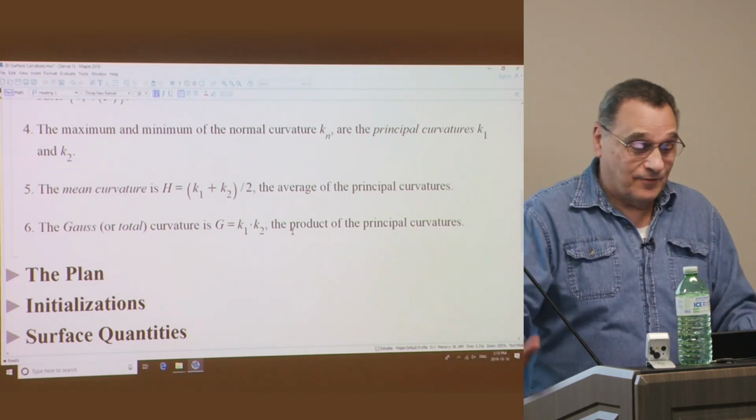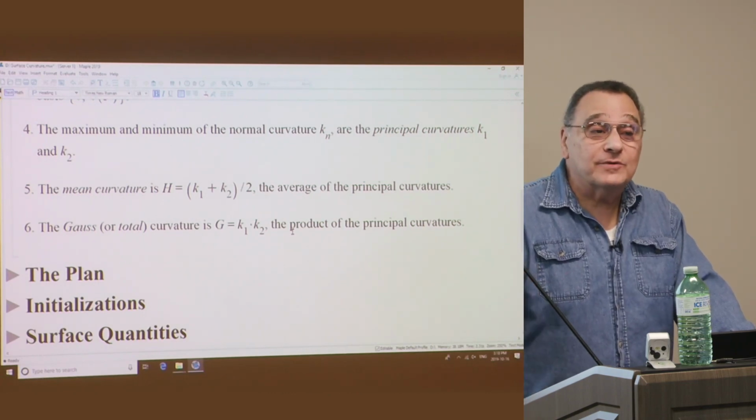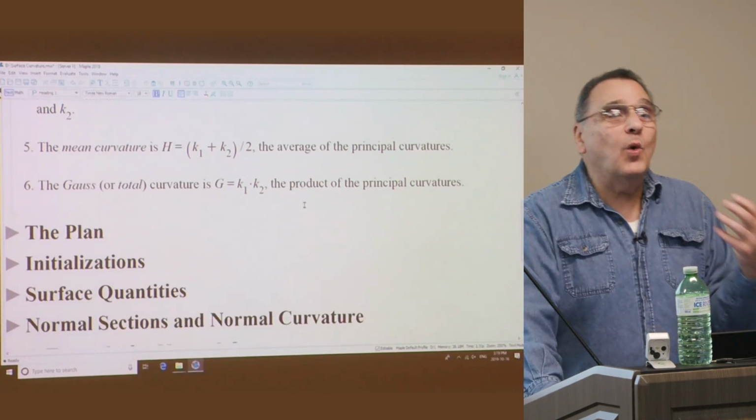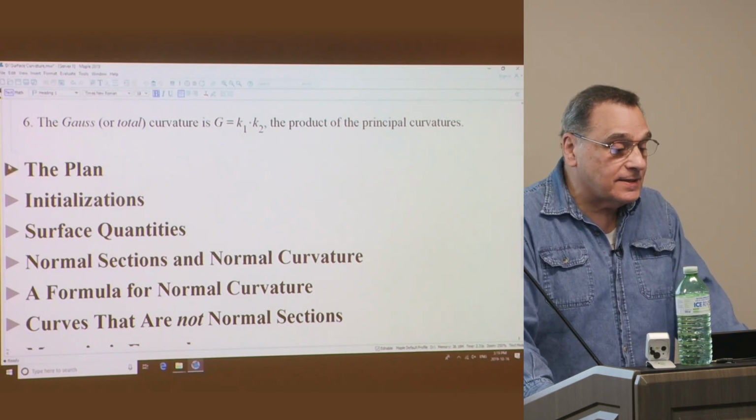I didn't know what any of this stuff was. Turns out the Gauss curvature is intrinsic to the surface, mean curvature is not. So what did I have to do to get some images in my head to make sense out of this stuff?